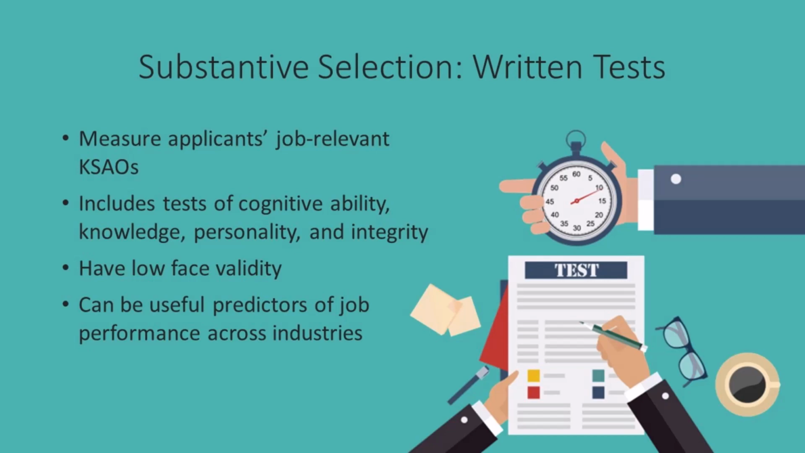The first category, written employment tests, measures applicants' job-relevant knowledge, skills, abilities, and other characteristics, what we call KSAOs. Employers use tests of cognitive ability, knowledge, personality, and integrity to assess applicants' fit with the job. The major disadvantage of these tests is their low face validity, meaning applicants do not immediately see their connection to the job. As a result, applicants may see these tests as irrelevant and unfair.